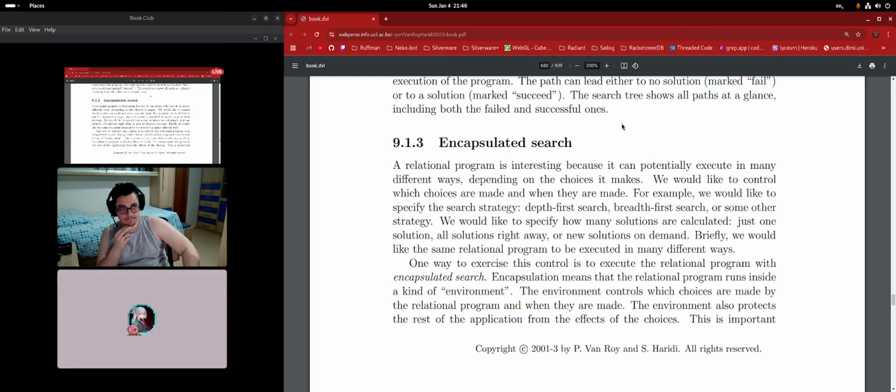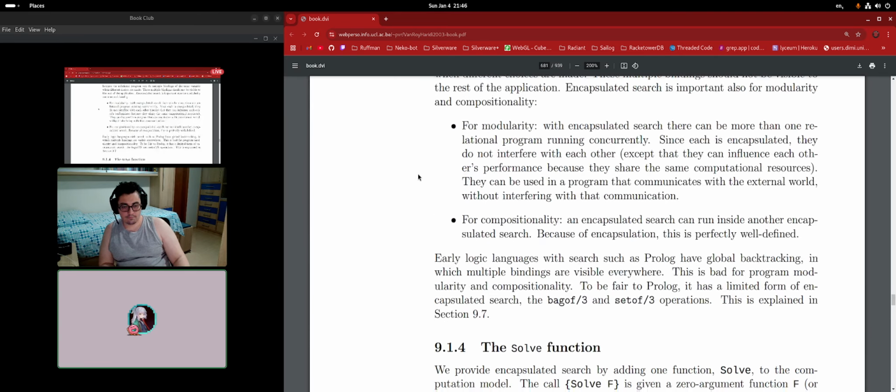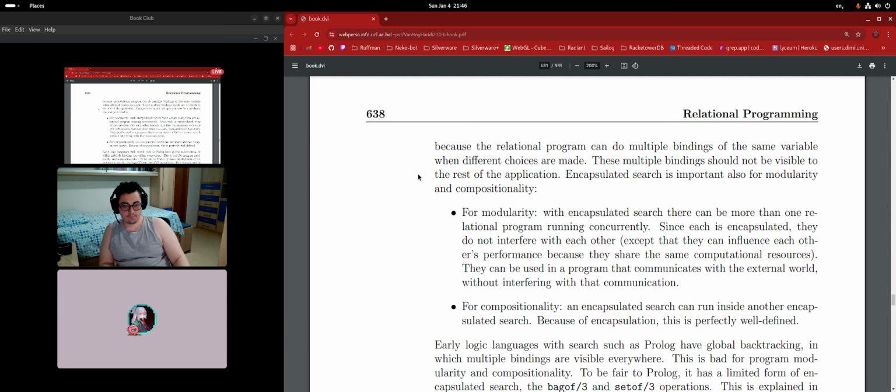Yeah, the nice thing about this particular way of doing things is that it's potentially recursive, right? You can have nested search, and each level writes to the level above, and then you have a top level where your program is running, and you only commit to that after you succeed at every stage and reach the end of the search. Okay, encapsulated search is important for modularity and compositionality.